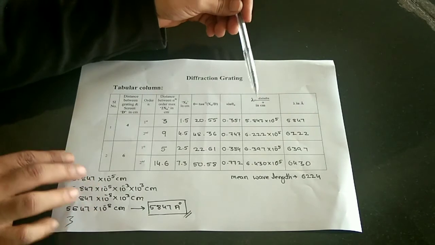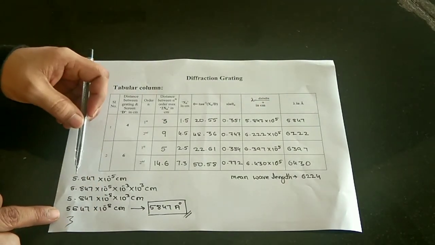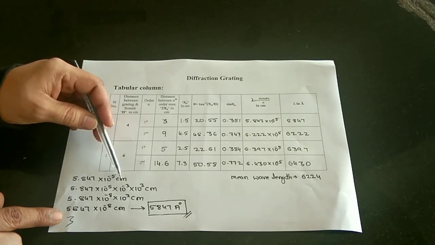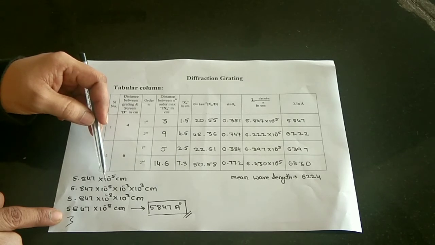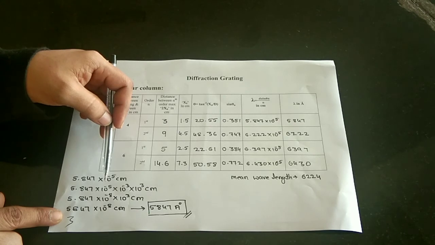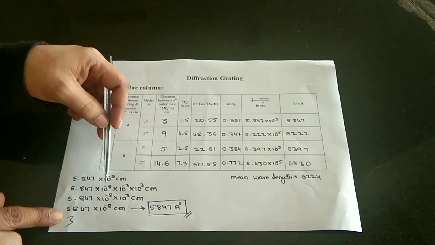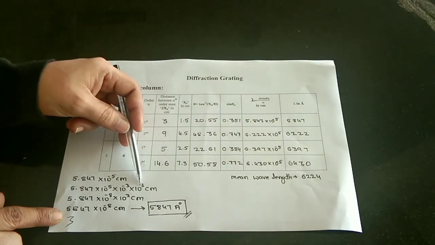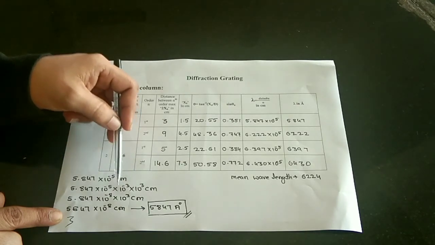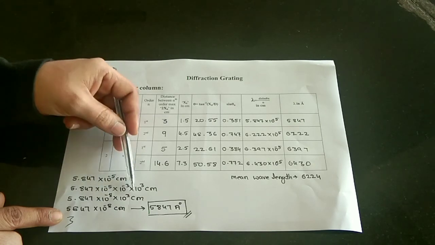To convert from centimeter to angstrom unit, I will just give the hint. The answer in centimeter is 5.847 into 10 to the power minus 5 centimeter. What I have to do now? I have to make it into angstrom unit. So 10 to the power minus 8 centimeter is 1 angstrom, or 10 to the power minus 10 meter is 1 angstrom. So to make it minus 8, what have I done? Multiply with 10 to the power minus 3 and 10 to the power plus 3, which doesn't make any difference. So 10 to the power minus 5 into minus 3 is 10 to the power minus 8, and extra I have 10 to the power 3.